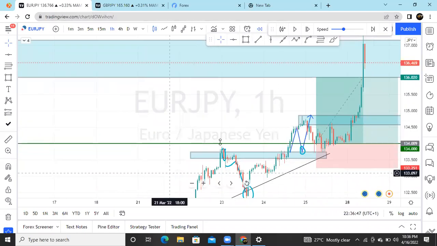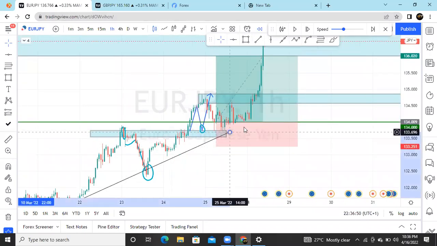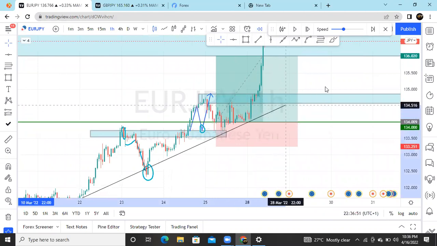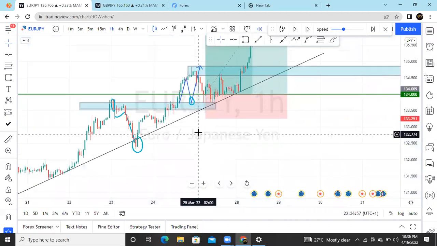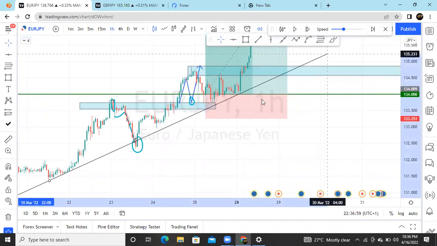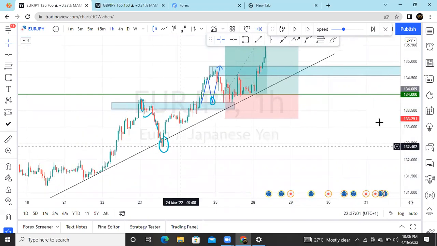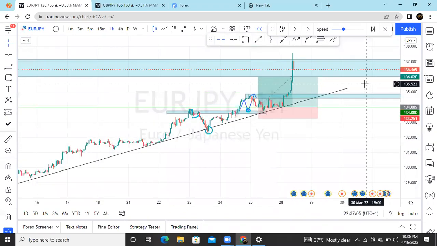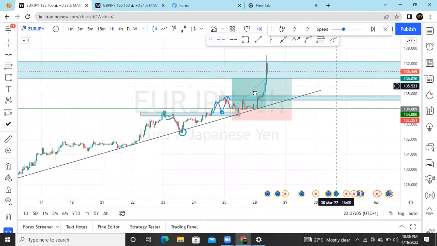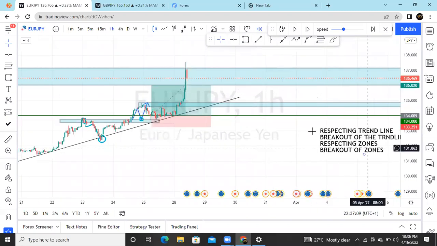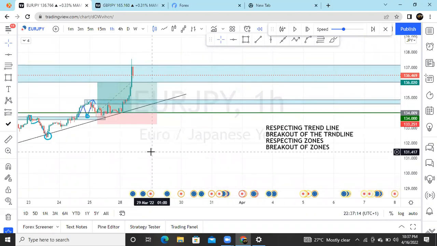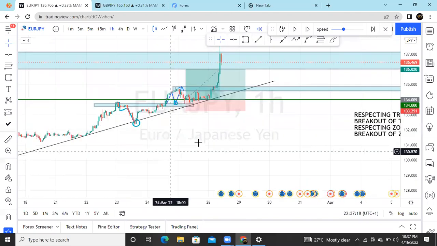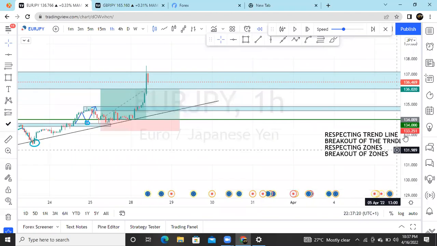Now, let me elongate my chart. All right. Now, can you see that everything aligns? This is a strategy. This is an all-in-one strategy. When this is working, that is also working. When your breakout is working, it's also following and respecting your trend line. So it's an all-in-one strategy. Now, you see how we've made money.